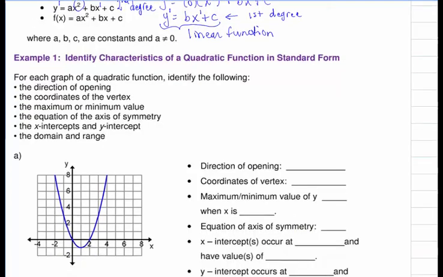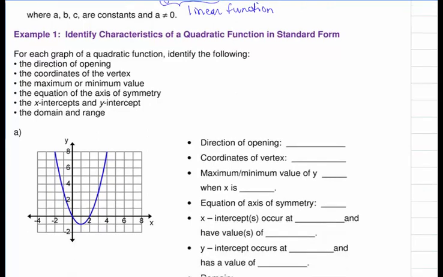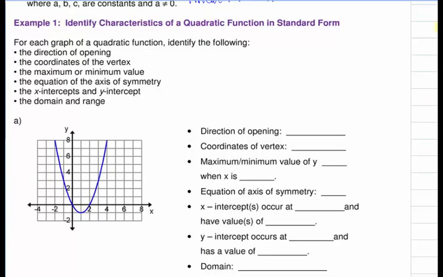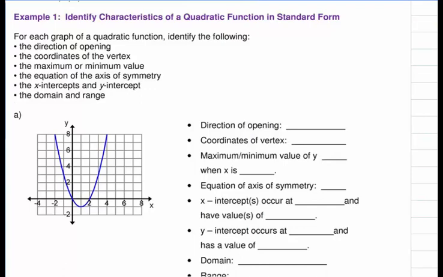So in our first example, we're going to identify the characteristics of quadratics in standard form, and we're going to use a graph. In this case, we have this blue graph that we're going to take a look at. What we're going to determine is the direction of opening, the coordinates of the vertex, whether it's a maximum or minimum value, the equation of the axis of symmetry, the x-intercepts and y-intercept, and the domain and range. Alright, so for this blue graph, it opens up.